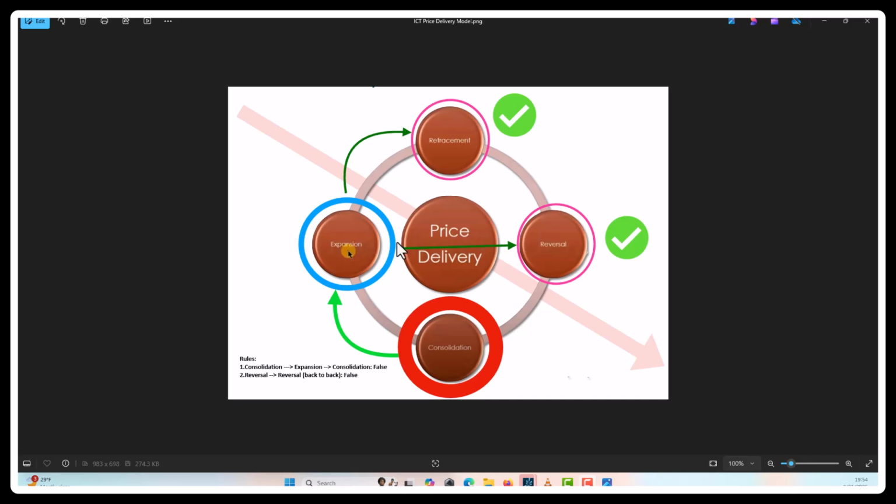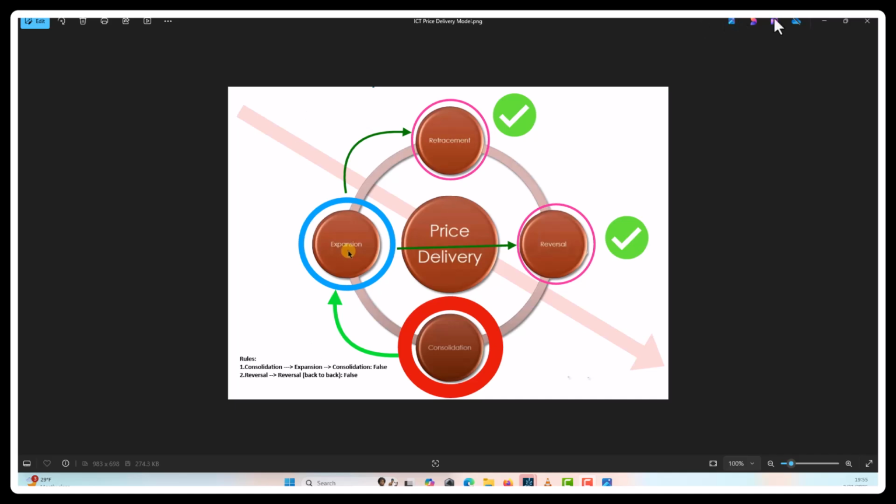So expansion can go into reversal, so either way. From expansion, you go to retracement, or it turns to reversal. That's all here. So you have consolidation, expansion, and then consolidation. Basically, after an expansion move, it will never go straight to consolidation. And we will rarely have a reversal back to back. Basically, it needs the liquidity. It will not reverse and then reverse.